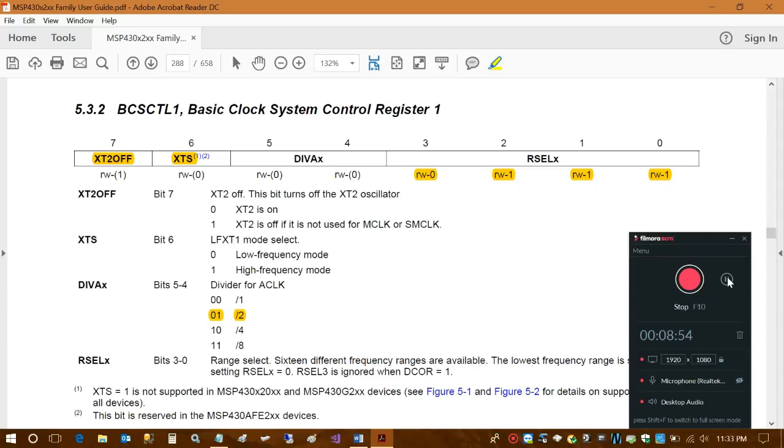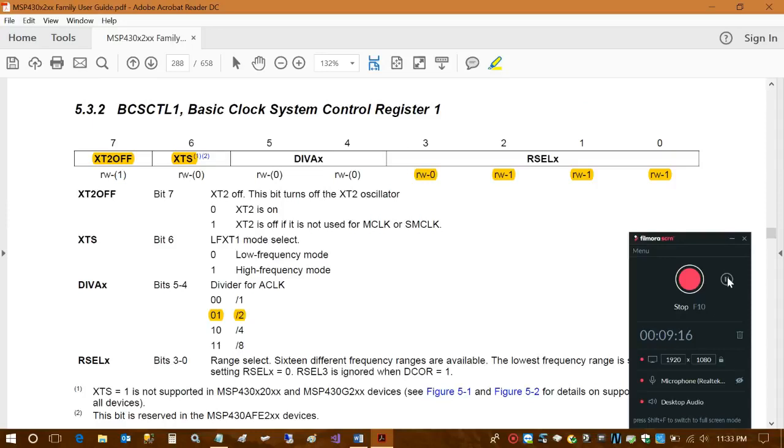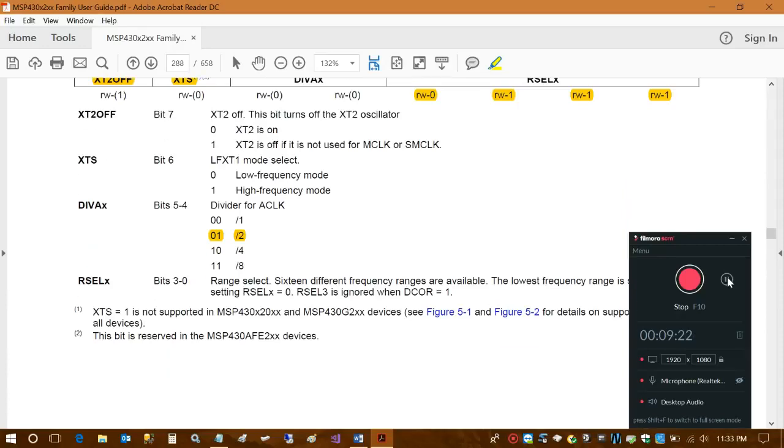You can refer to my previous session video. So 7 in the RSELx and 3 in the DCOx means that your oscillator, that is the DCO, or the core of the microcontroller, will be running at 1 megahertz speed. So this can always be changed according to your requirement. You can always change this, but the changing has to be done in a particular sequence that I will show you.